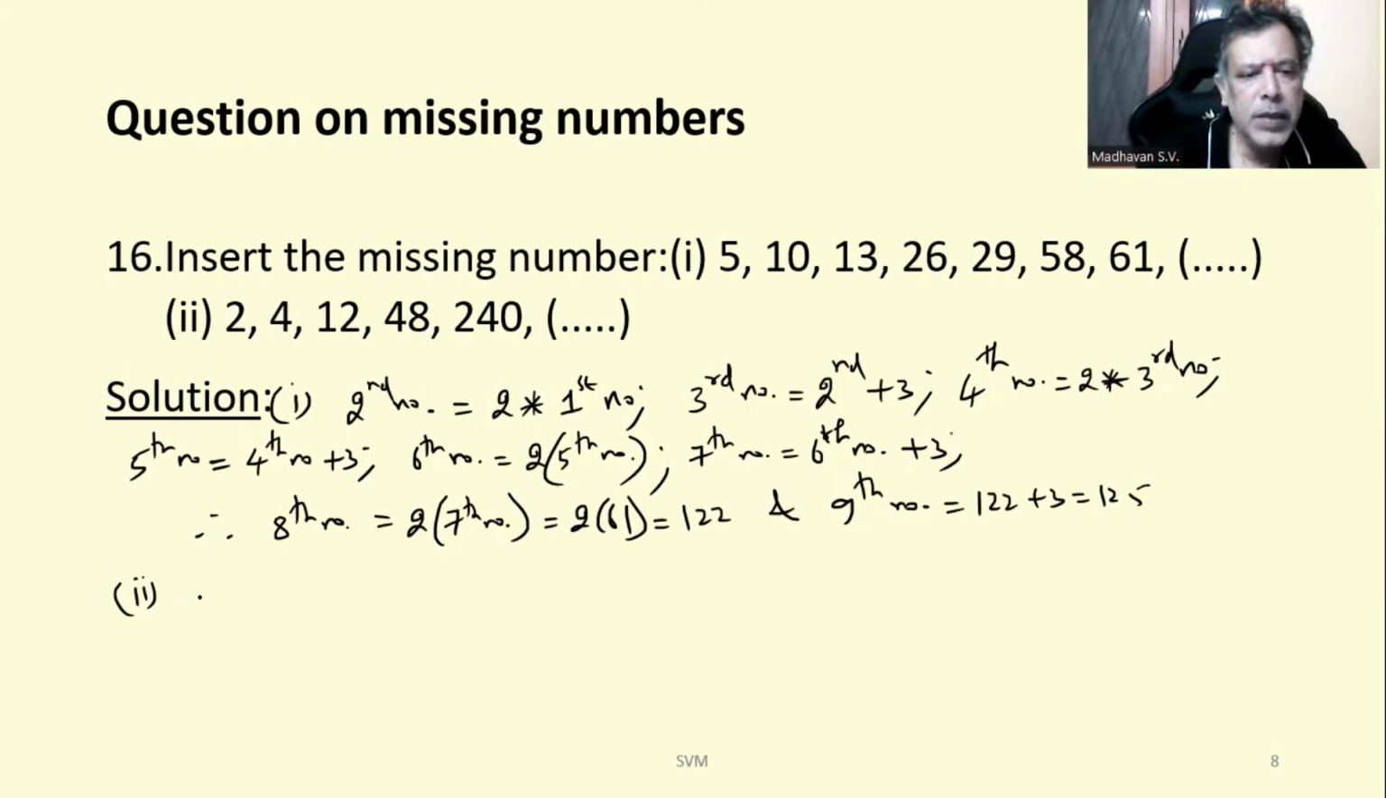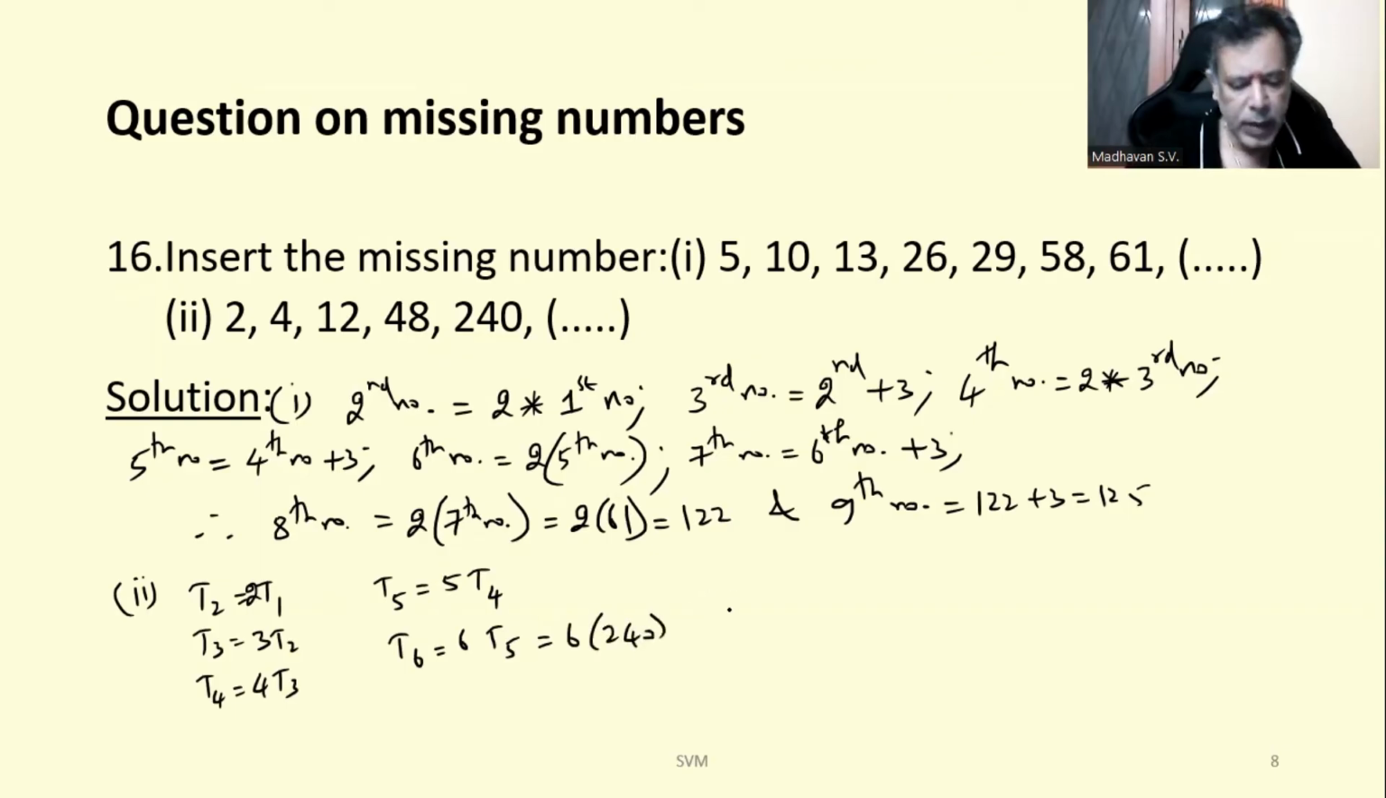2, 4, 12: term 2 is 2 times term 1. You may notice that term 3 is 3 times term 2. Term 4 is 4 times term 3. Term 5 is 5 times term 4. Therefore, term 6 should be 6 times term 5, which means 6 times 240. If we calculate that, we get 1440. So that will be the solution for this. Let us move on to the next one.